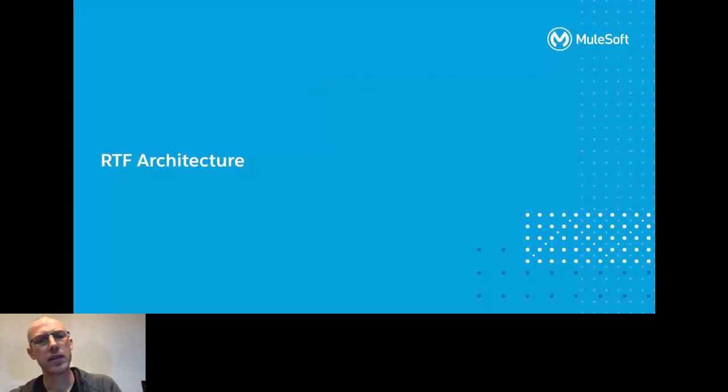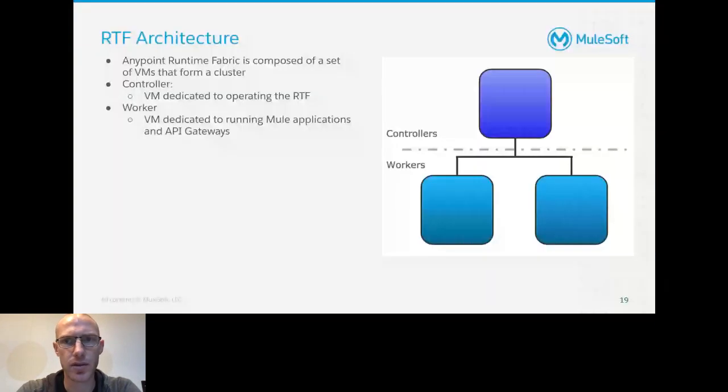Now, let's step into the architecture. And the first slide is really a great place for us to start having this conversation. So what is the controller? The controller is essentially a VM which is dedicated to operating the runtime fabric, okay? Including orchestration services, a distributed database, load balancing, and other services that enable you to manage the cluster from any point platform. The workers are VMs dedicated for running your Mule apps and API gateways.